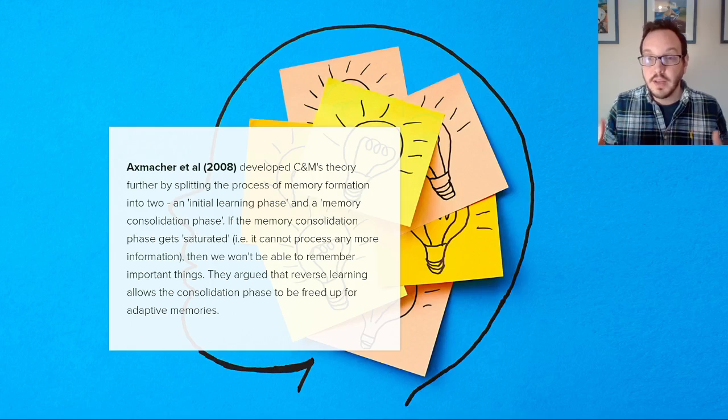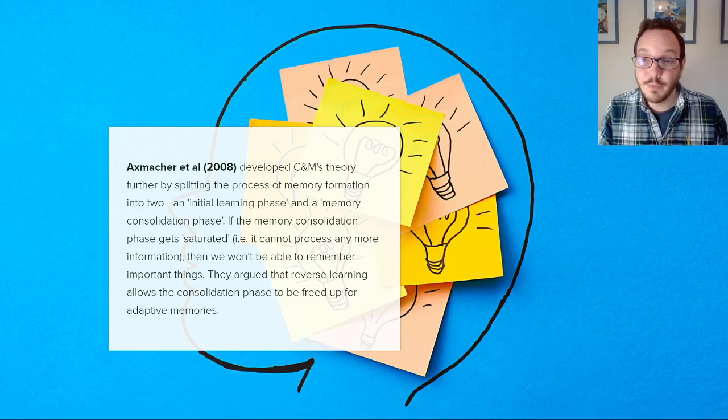But then they said there was the memory consolidation phase. So if we cast our minds back to the work we've done on memory before, let's say you're trying to learn a phone number, all right? You initially form that memory, but then you need to consolidate it, otherwise it'll just float away somewhere. And sometimes that memory consolidation phase can get saturated. You can't take in any new information. People keep saying numbers at you and you're like, it's all getting too complicated.